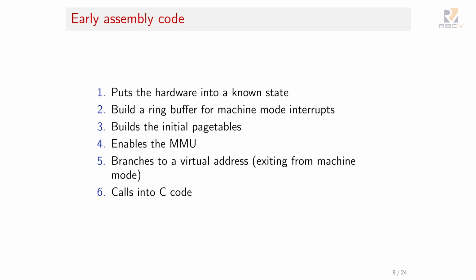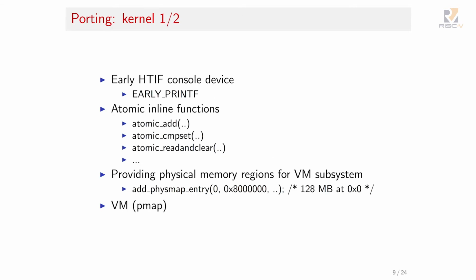Once we build the initial page tables, we can enable MMU and branch to virtual addressation, exit from machine mode to supervisor mode. Once we get a supervisor mode, first thing we need is working printf. FreeBSD has a special way to have printf very early. And we need here to implement just a simple function that takes an argument with a char to print. And in case of RISC-V, it should switch to machine mode, print character, and return back to supervisor mode.